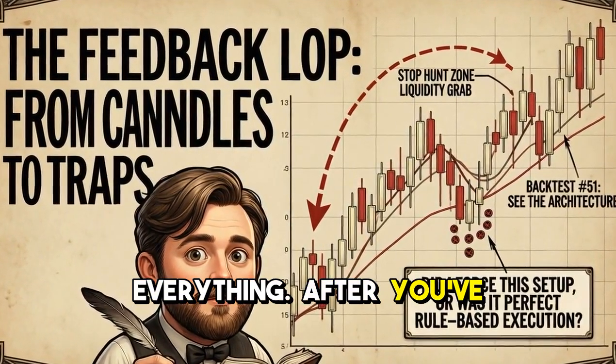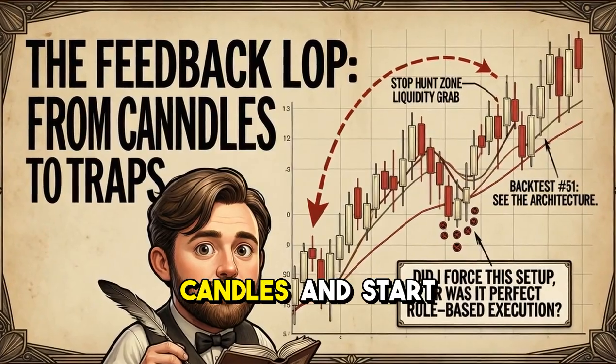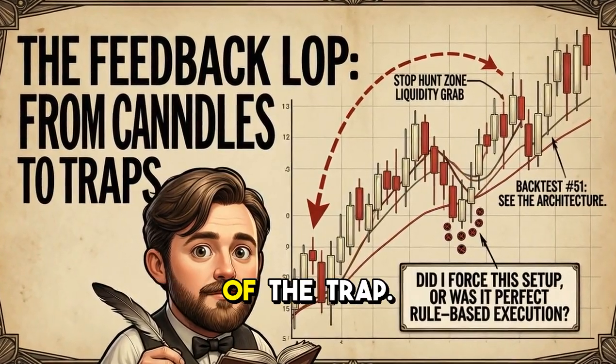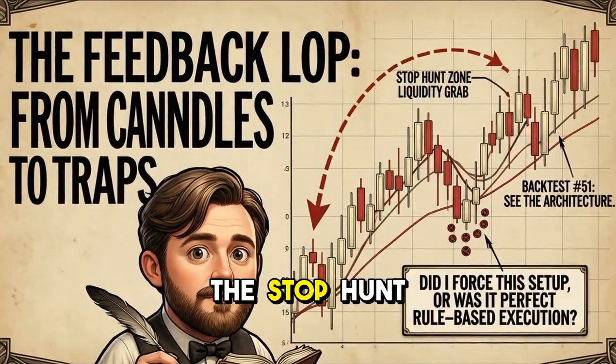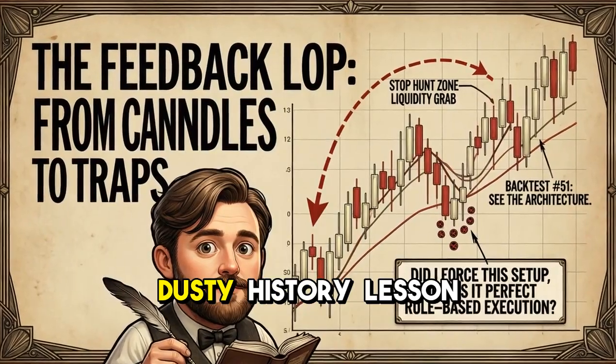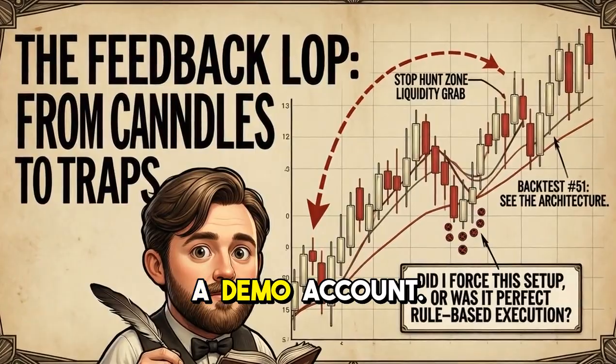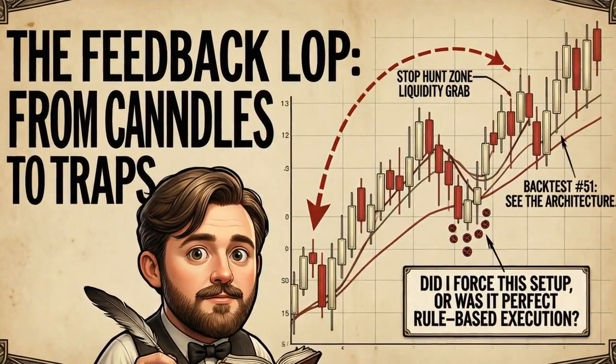This distinction is everything. After you've logged 50 backtests, a shift occurs. You stop seeing candles and start seeing the architecture of the trap. You predict the stop hunt instead of falling for it. This is where we transition from a dusty history lesson to the live, volatile present, using a demo account.